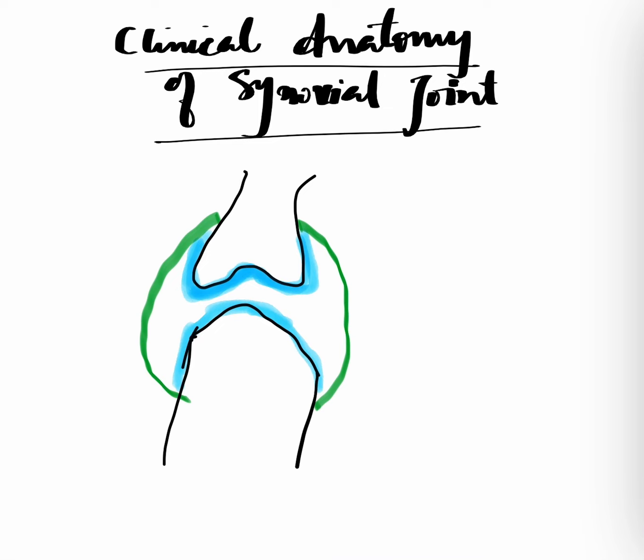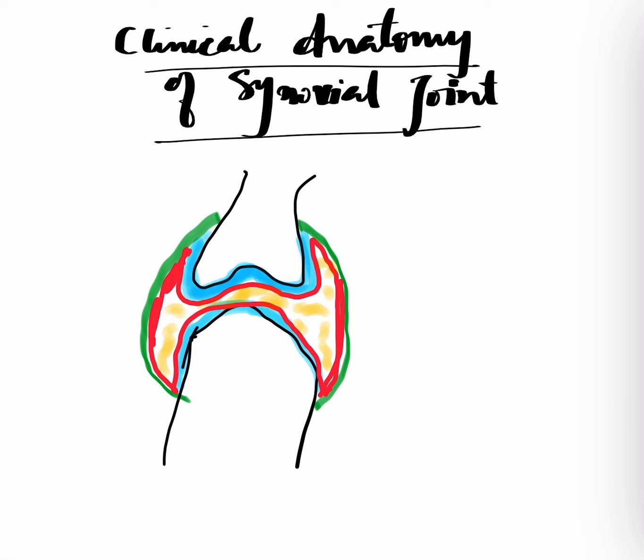And internally, this joint is lined by a membrane that is known as the synovial membrane or synovium. In red, I am drawing the synovium. This is the synovial membrane or synovium. Inside this synovium, there is a fluid that is known as the synovial fluid. This is the synovial fluid inside the synovium. This fluid mainly comprises hyaluronic acid.